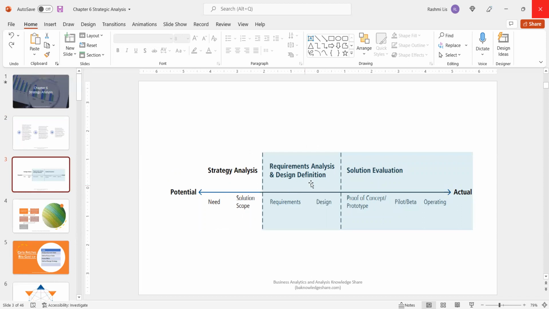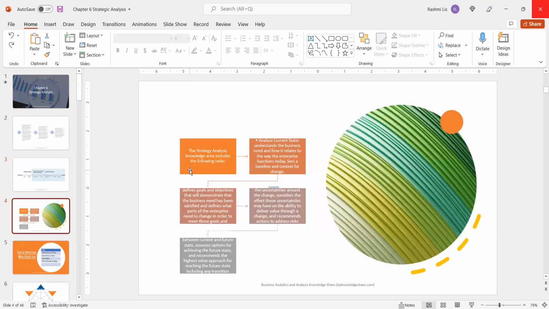That being said, this kind of gives you a diagram of where strategy analysis places in terms of potential need and meeting that actual need. There are various tasks as part of the strategy analysis, and one of it is you're analyzing current state. You're going to define the future state. The third is basically you're going to work through any sort of risks. And then the fourth is basically applying change strategy techniques.